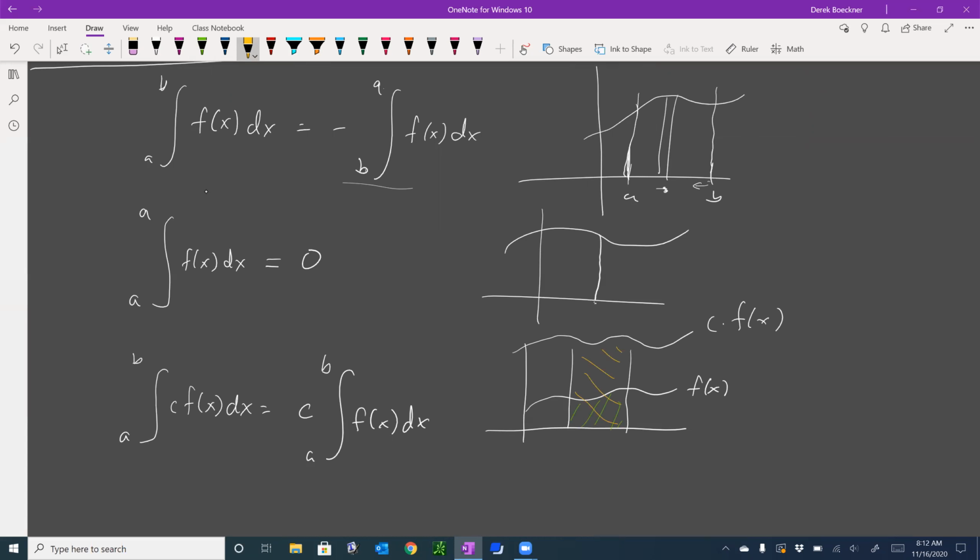So every rectangle I draw is C times as tall. So the area should be C times as big. Okay. I'm only changing one direction. I'm scaling up one direction by a factor of C. And so the total area is going to get scaled by a factor of C. Okay. I'm only scaling the height.